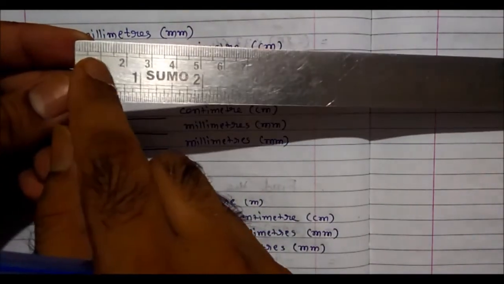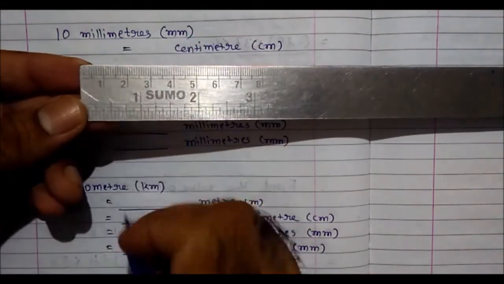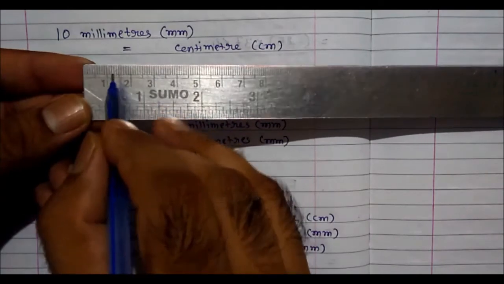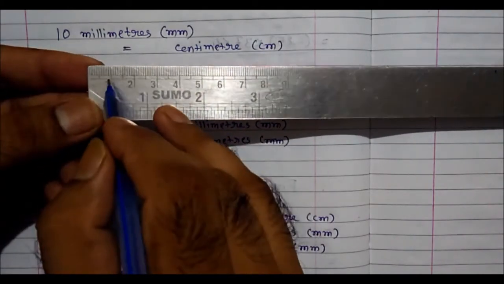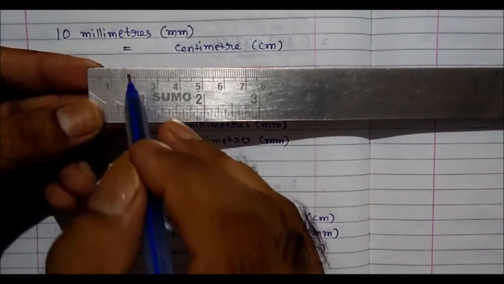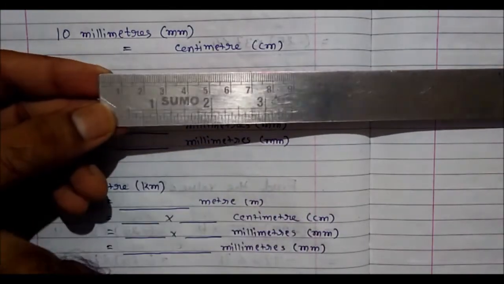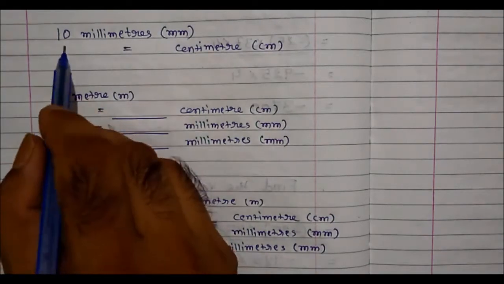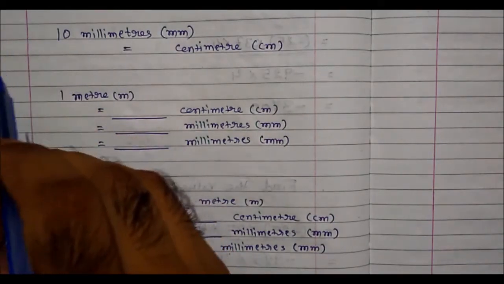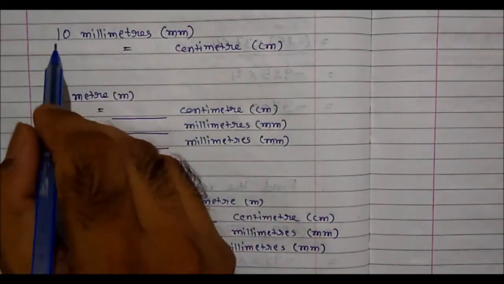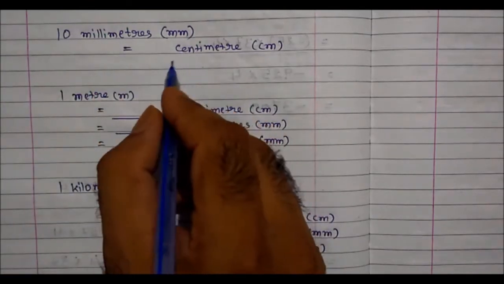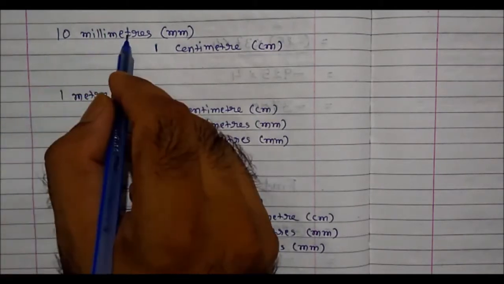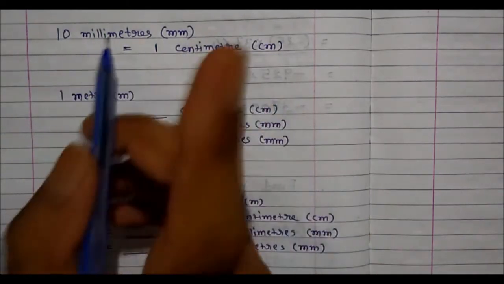Between 1 and 2 we have small 10 parts. If we count, we will get 10 parts. So that small one unit is known as 1 millimeter. Between 1 centimeter there are 10 parts. So 10 millimeters is equal to how many centimeters? 1 centimeter. 10 millimeters equal 1 centimeter.